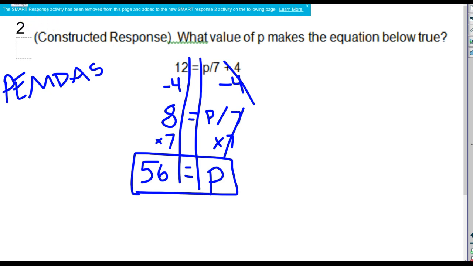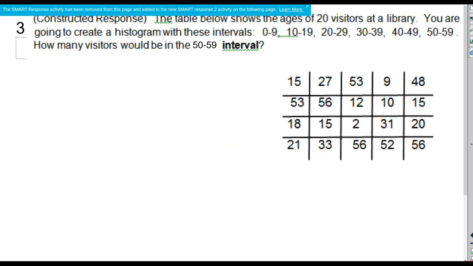So again, number 1 and number 2, very, very similar in the fact that we're just solving those by using inverse operations, opposite PEMDAS order. Okay, let's move on to number 3.